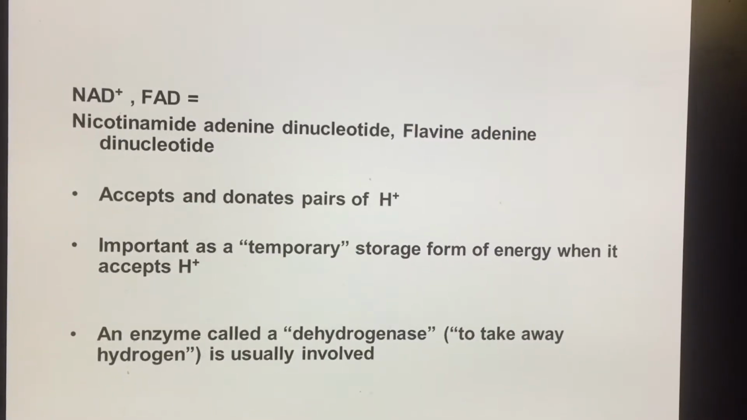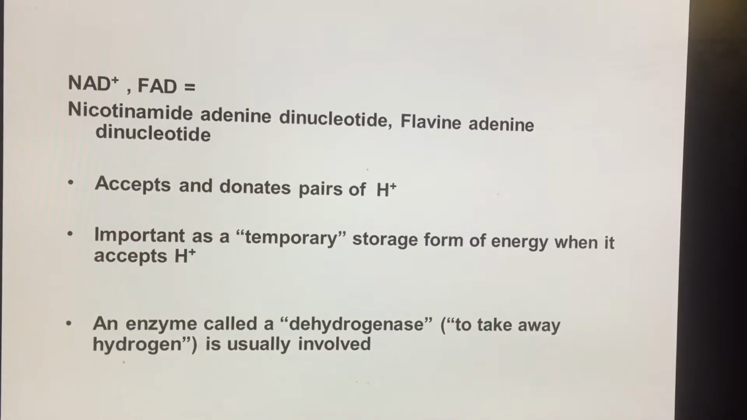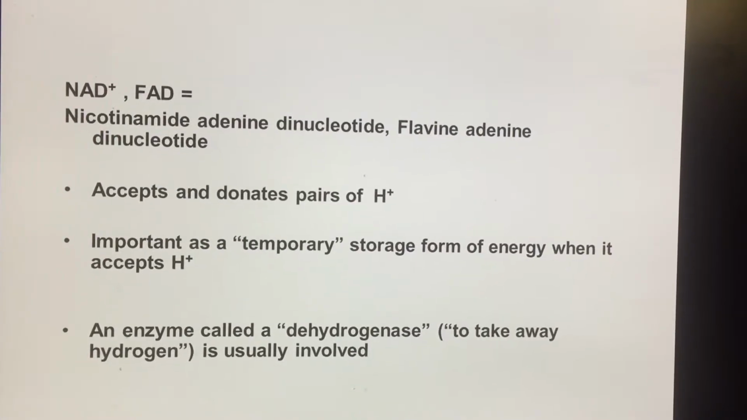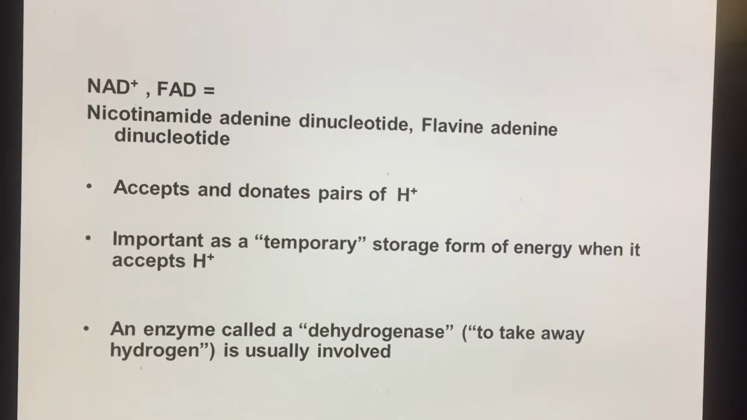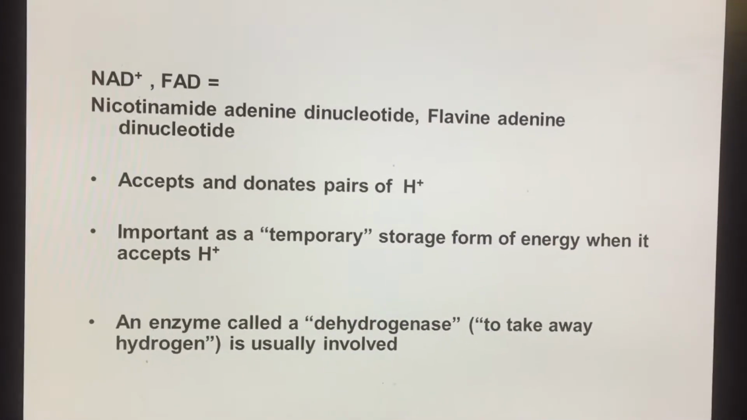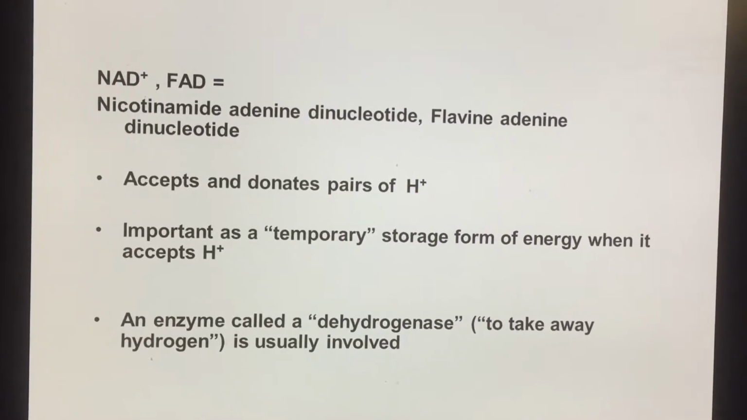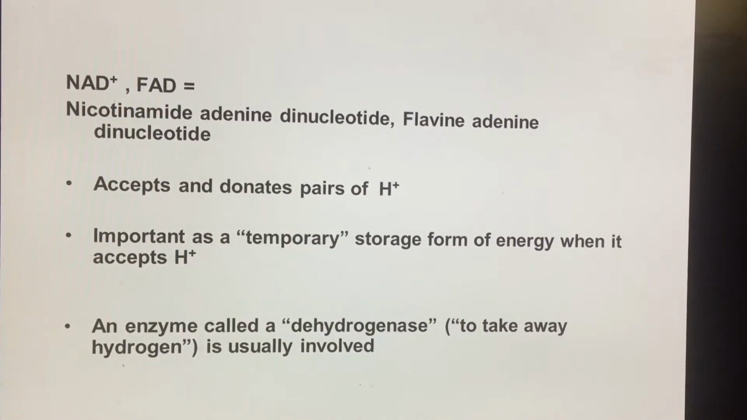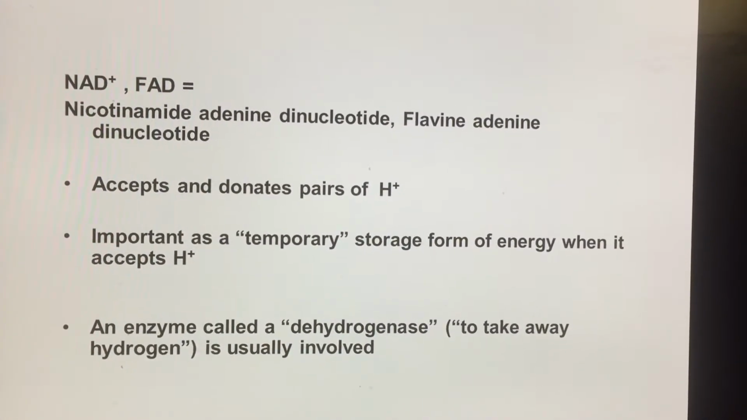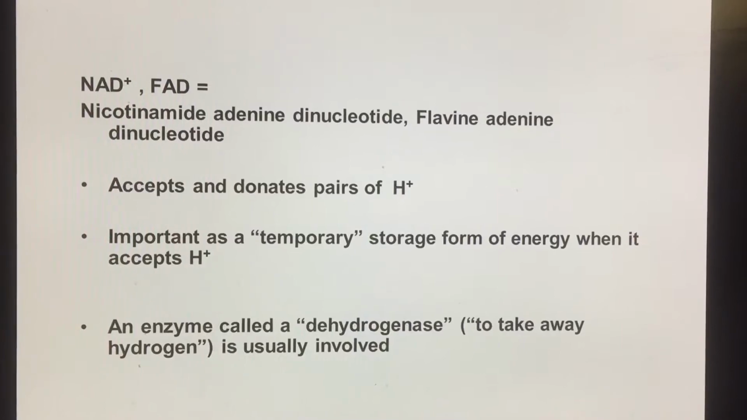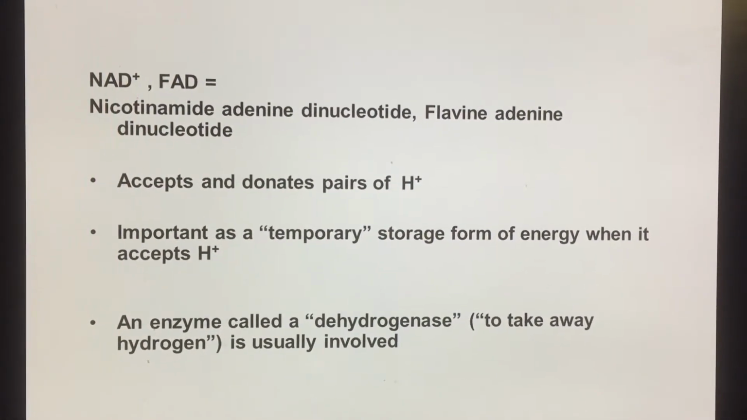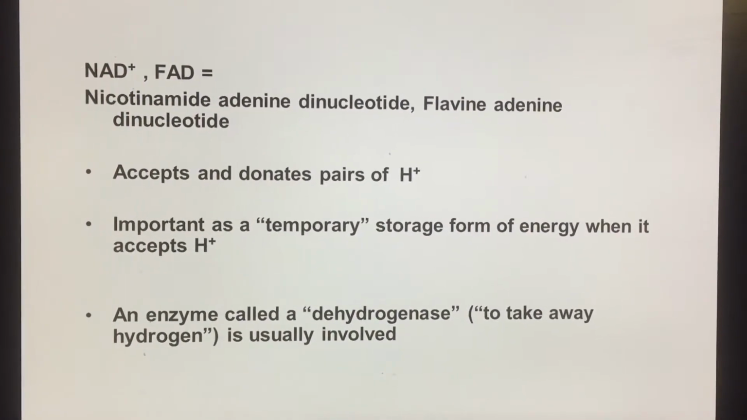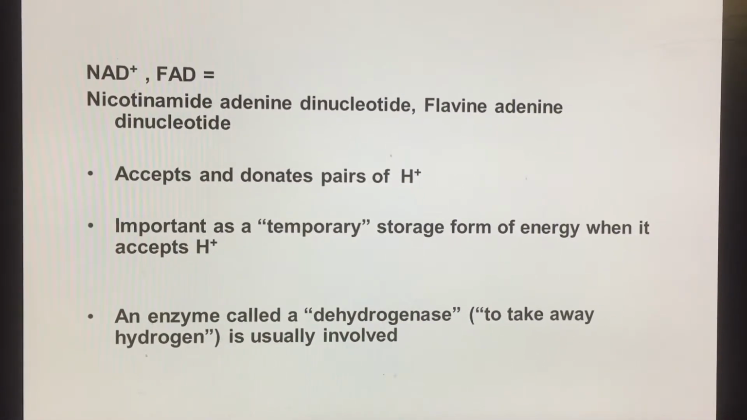This NAD and FAD, they stand for nicotinamide adenine dinucleotide and flavin adenine dinucleotide. They're derived from your B vitamins in your diet. They accept and donate pairs of hydrogen. These hydrogens act as temporary storage forms of energy. An enzyme called a dehydrogenase is involved in these reactions, where you take hydrogen off of what was originally the acetyl-CoA and deliver it to the NAD or FAD.